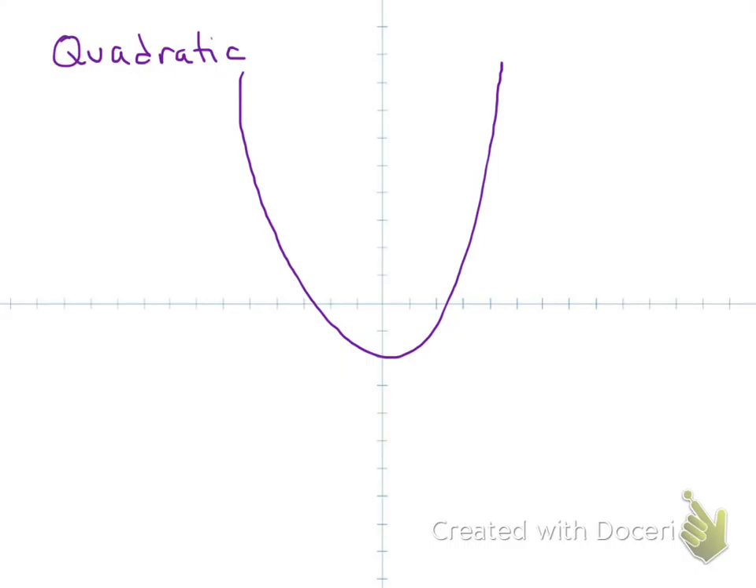So the next one is the quadratic function. And it's going to look like, its name for it is a parabola. So it is kind of a U shape. And it can be, this is considered like right side up, or it could be upside down like this, either one. And its equation, it can take a couple of different forms.